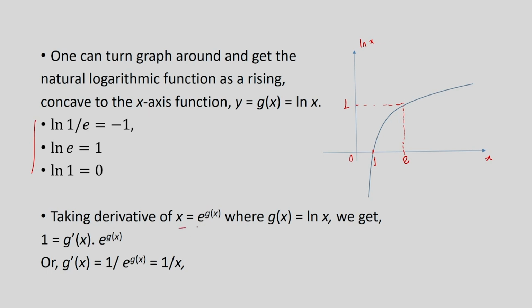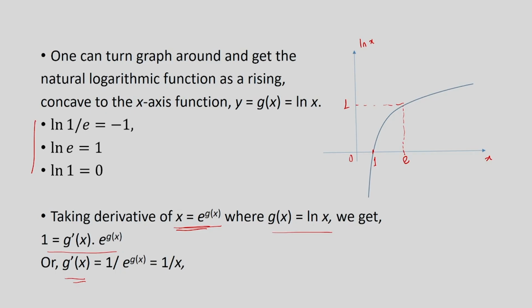Now what about the derivative? If you have x equal to e to the power g(x), where g(x) is equal to log of x, then I am taking the derivative of this function with respect to x. I will get 1 equal to g prime of x multiplied by e to the power g(x). I am just using the formula for the derivative of an exponential function, and therefore I will get g prime of x equal to 1 divided by e to the power g(x).